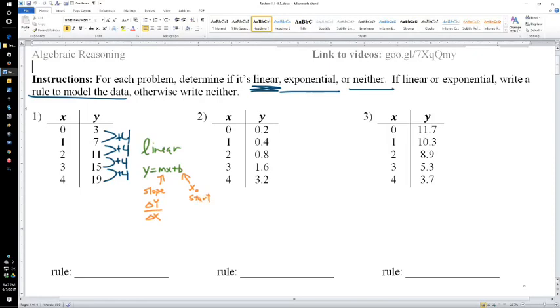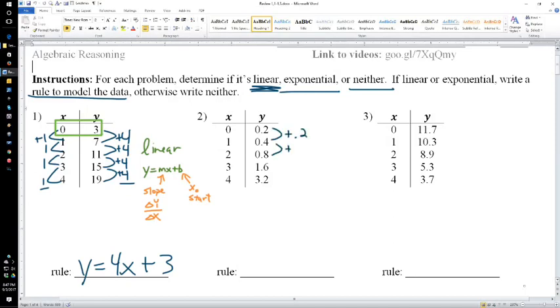So in this case, my x's are changing by 1, so plus 1, plus 1, plus 1, all the way down. So 4 divided by 1 is 4. So we can say y equals 4x, because that's my slope. And your starting point is where x is 0. So y is 3 when x is 0, so plus 3. That's your linear.